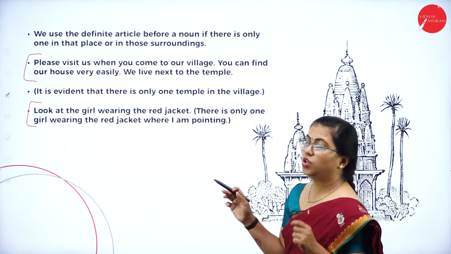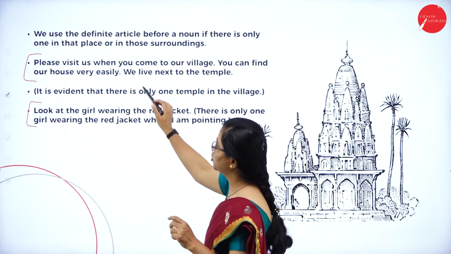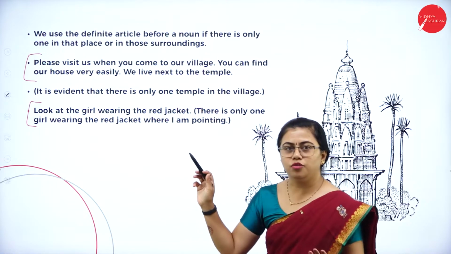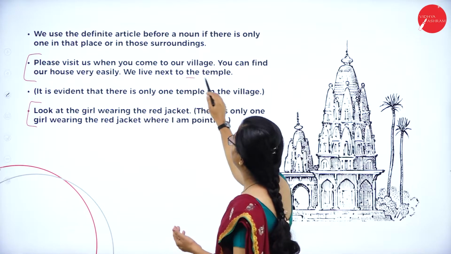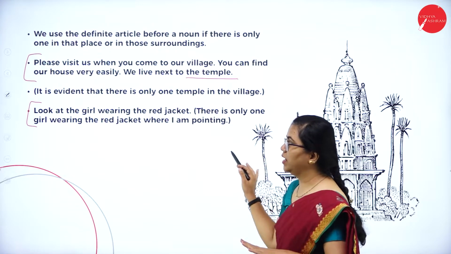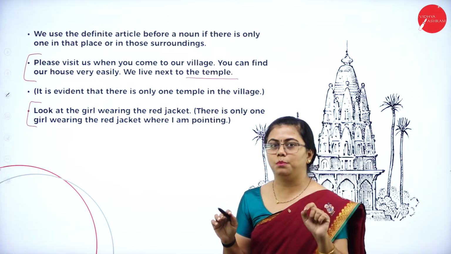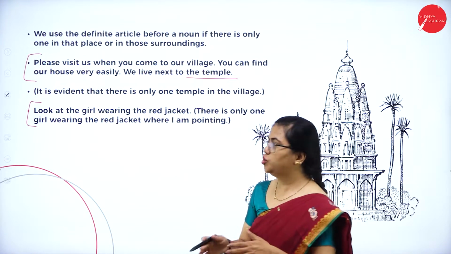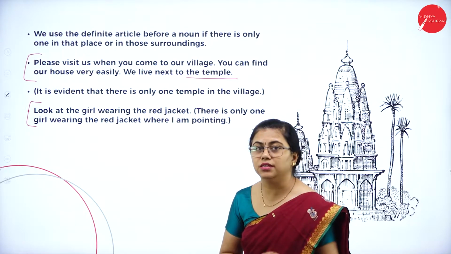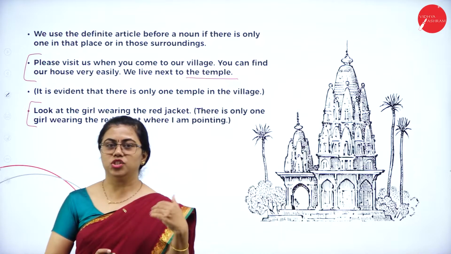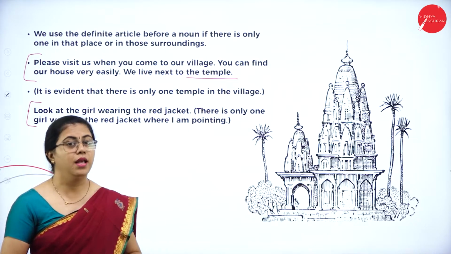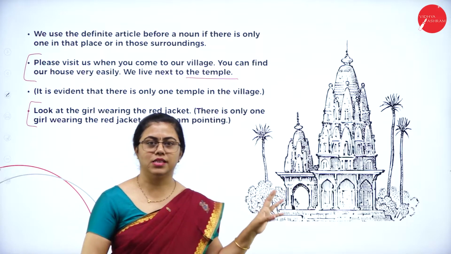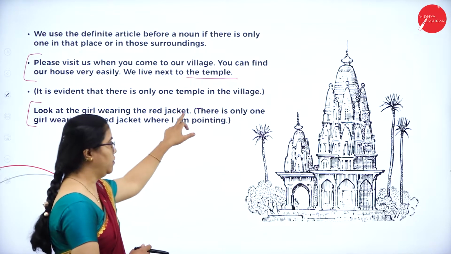Please visit us when you come to our village. So here there is no article used. You can find our house very easily. How can you find our house? We live next to the temple. Here it is evident that there is only one temple in the surroundings. So I have used the definite article 'the' whenever I am referring to the temple. Generally when you are talking, you don't use 'the' with temple, but if you have used it, that means it is the only temple in the surroundings. So that you have to note.